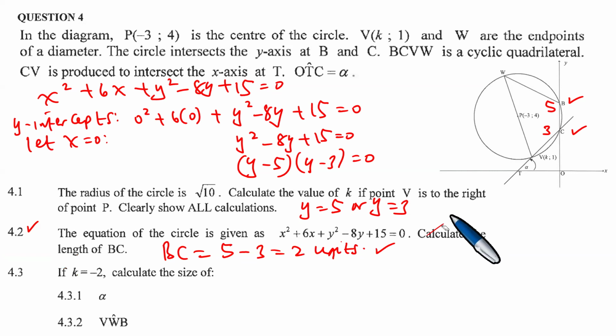Next, we continue to do extra calculations: if k is minus 2, calculate the size of the angle alpha. If k is minus 2, we need the size of the angle alpha, and we can easily find it.